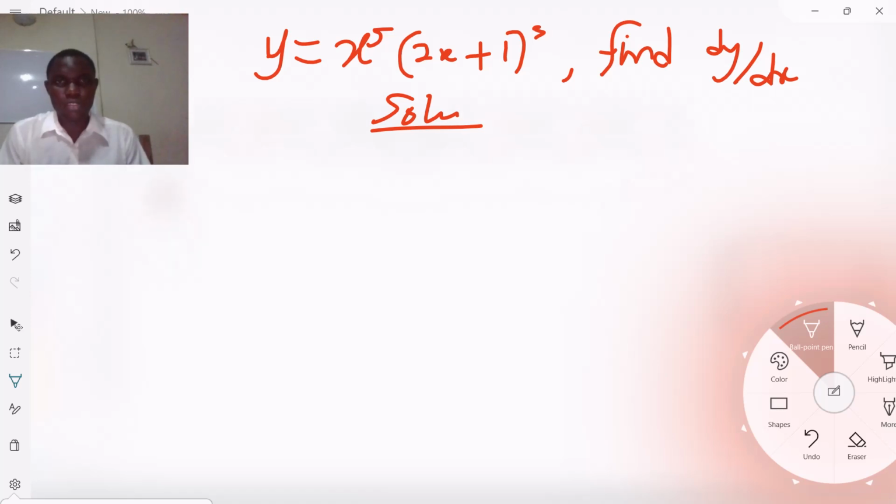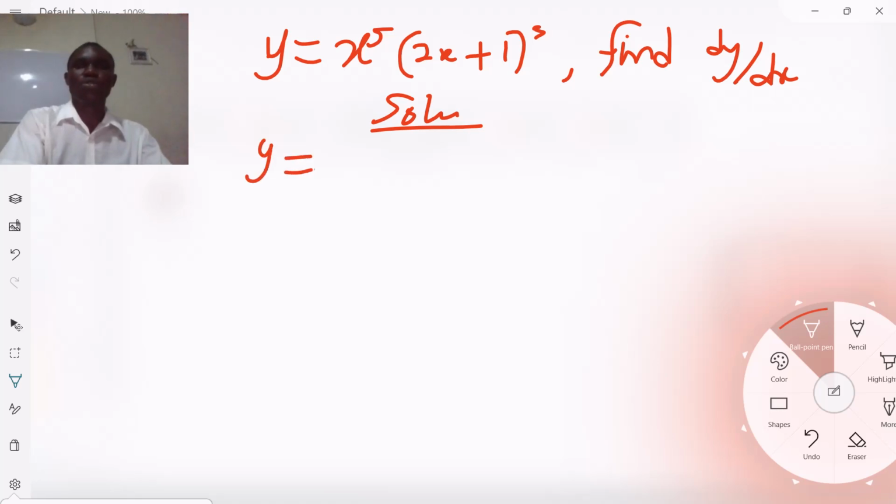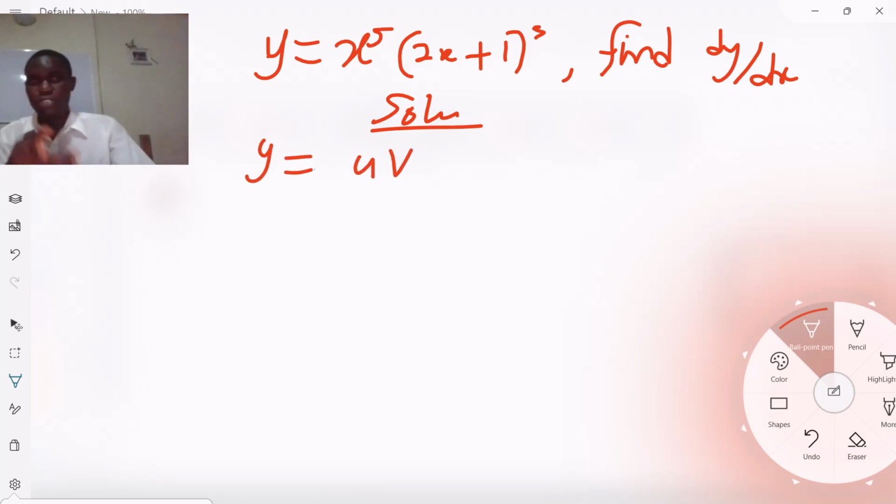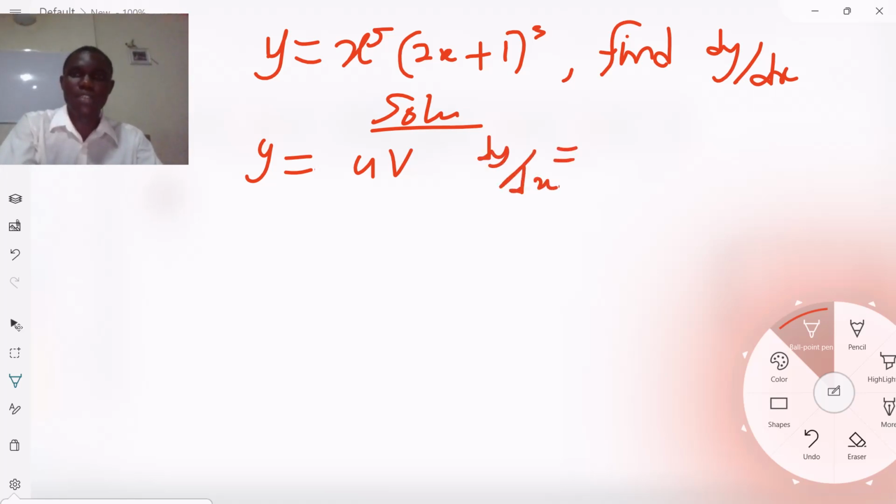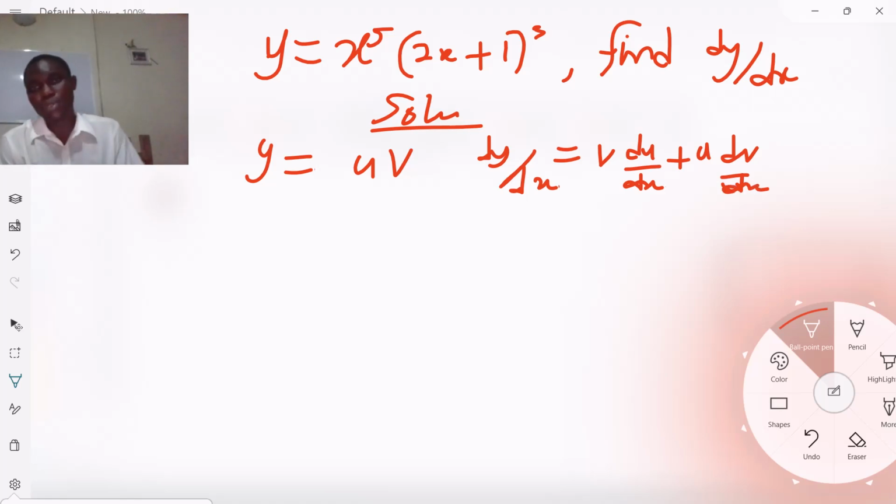We have y is equal to x raised to power 5 into (2x plus 1) raised to power 3. These are two functions multiplying themselves. So this one is in the form of y is equal to uv. So if I want to find dy/dx, that would be dy/dx is equal to v du/dx plus u dv/dx. Yes, that is the formula to use for product rule.